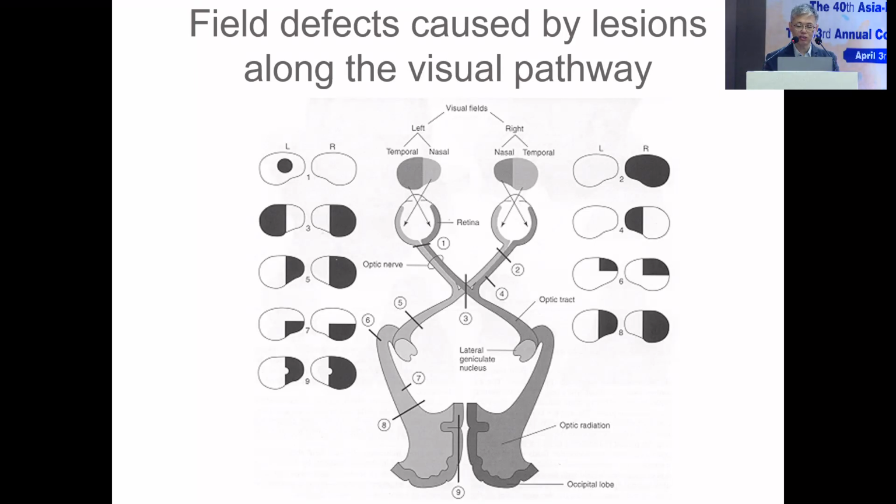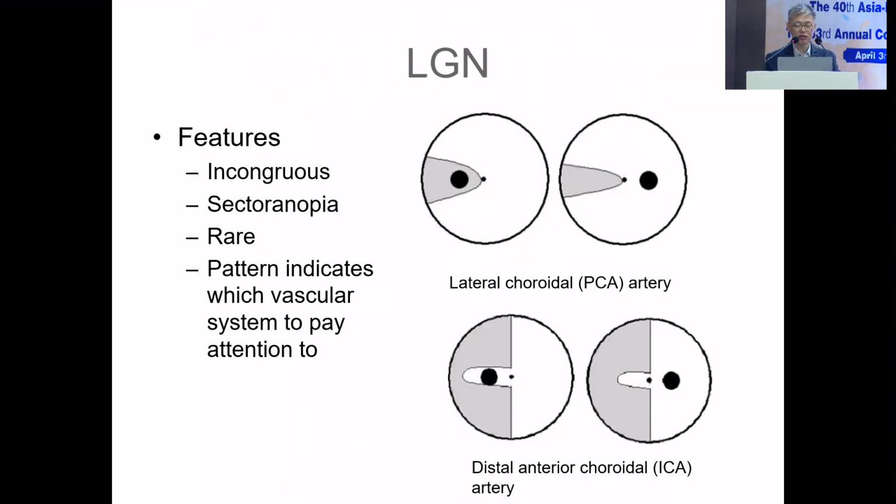For example, if you see a superior quadrantanopia, you know it's the temporal lobe. Inferior quadrantanopia, maybe it's the parietal lobe. And homonymous hemianopia, any sort, just tells you it's on the other side. Of course, there are some special ones like the sectoranopia of lateral geniculate nucleus lesions, typically incongruous. I must say they're pretty rare and hard to find.